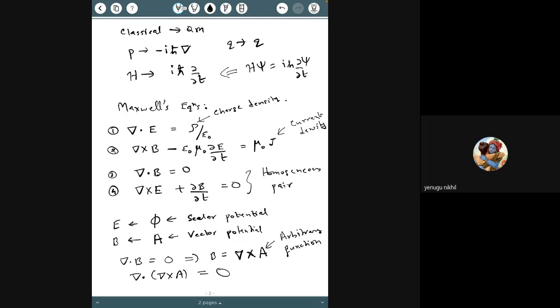So we say that, since we know that the divergence of a curl is 0, I can take B to be the curl of a function. And since the curl is also a derivative operator, we can call this function a potential. It must be a vector potential by construction. So A has no physical significance as of now. It's just mathematical in order to satisfy 3.